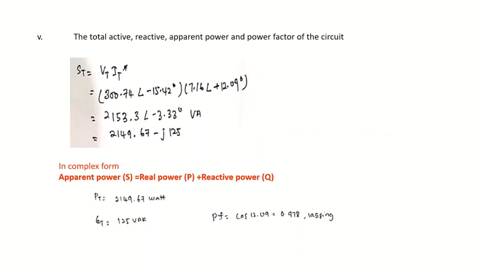For the power factor of the circuit, we find it from the angle of your current. So the angle of your total current is 12.09. Which means the cos theta, or cos 12.09, is 0.978. Since it is negative, it is a lagging power factor.